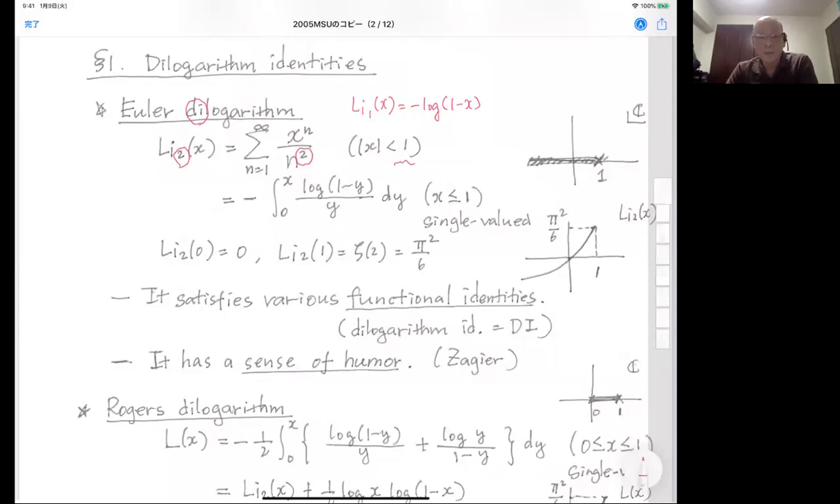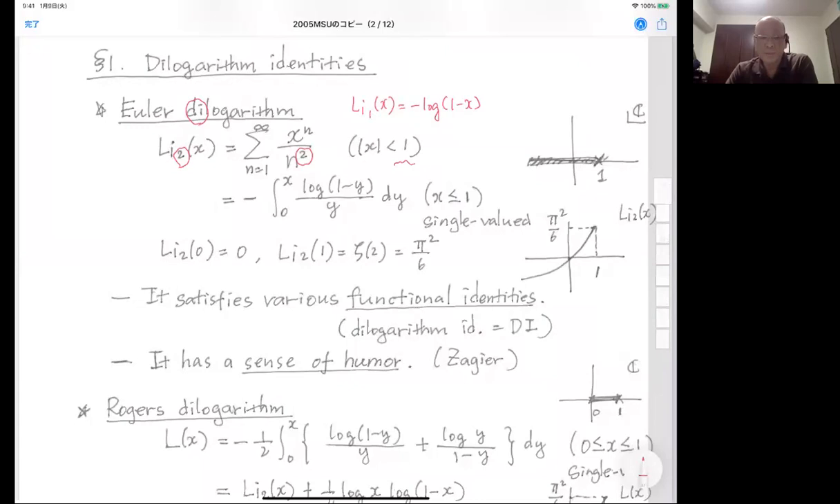And we have an integral expression of this function, which is written here. You can easily see that if you differentiate this integral, you just obtain the derivative of the power series of the dilogarithm function. So this is an integral expression, and with it one can analytically continue to any point on the complex plane.